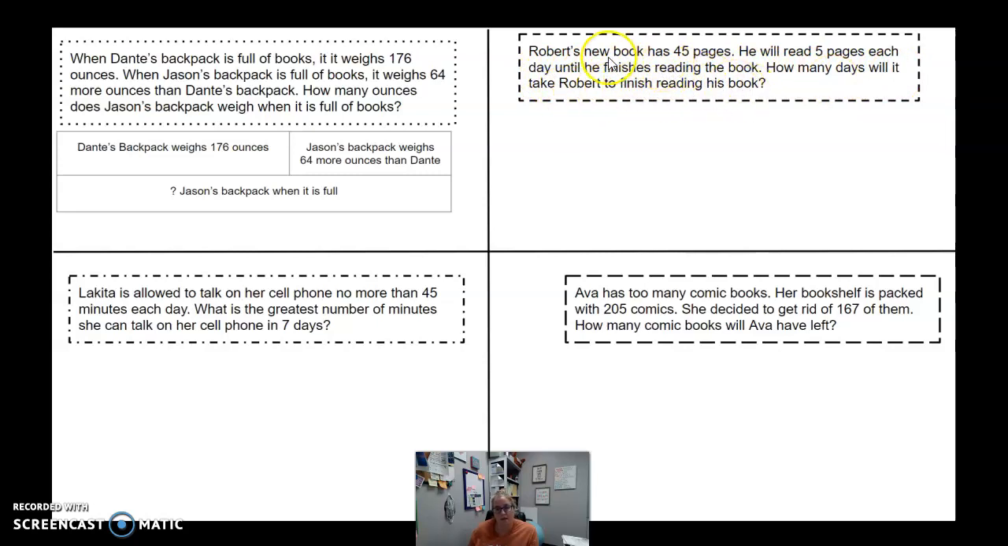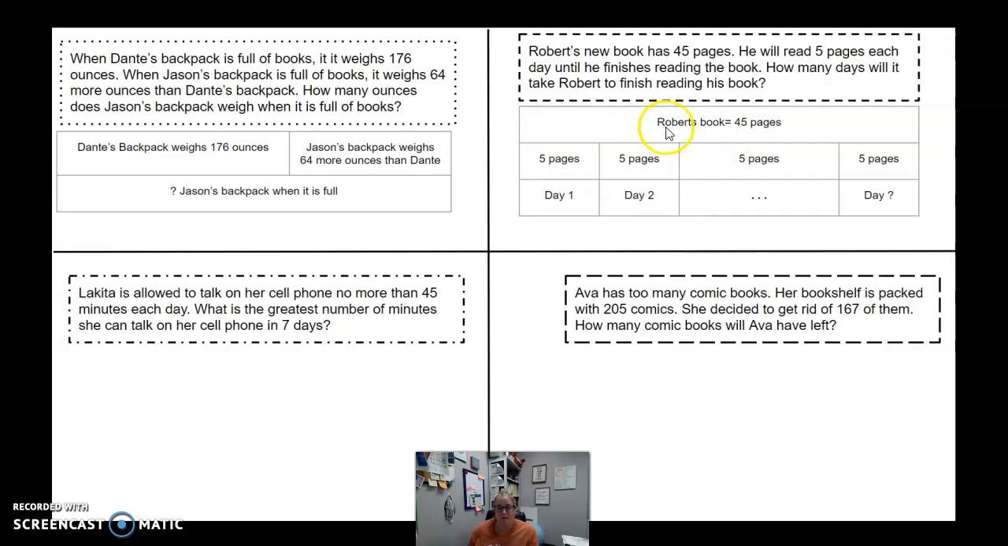Well, I know he has a book that has 45 pages, and I know he's going to read 5 pages each day until he's finished reading the book. And I got to figure out how many days it's going to take him. So I know my whole. My whole is 45 pages. And I know one of my parts is 5 pages each day. But I do not know how many days it's going to be. So I'm going to make my strip diagram to show the same thing.